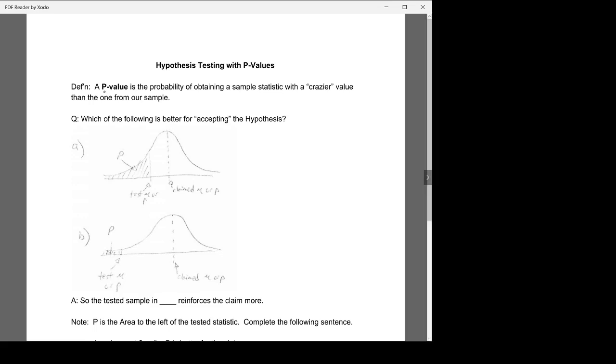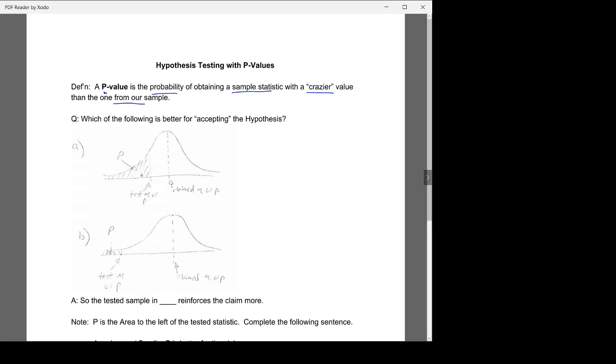A p-value, or a probability value, is the probability of obtaining a sample statistic, and I like to call it, with a crazier value than the one from our sample. So what you do is you take a sample and then you say to yourself, self, what's the odds that I could have got a sample that was even crazier than this? And that is called the p-value. And in a picture, it's really easy to see.